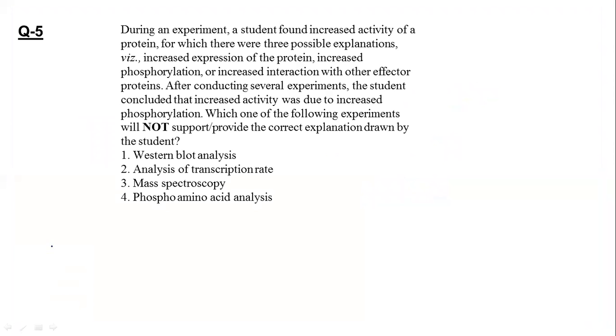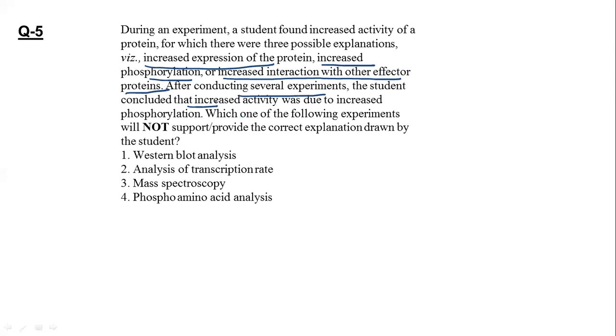During an experiment, a student found increased activity of a protein for which there were three possible explanations: increased expression of the protein, increased phosphorylation, or increased interactions with other effector proteins. After conducting several experiments, the student concluded that the increased activity was due to increased phosphorylation. Which one of the following experiments will not support the explanation drawn by the student?